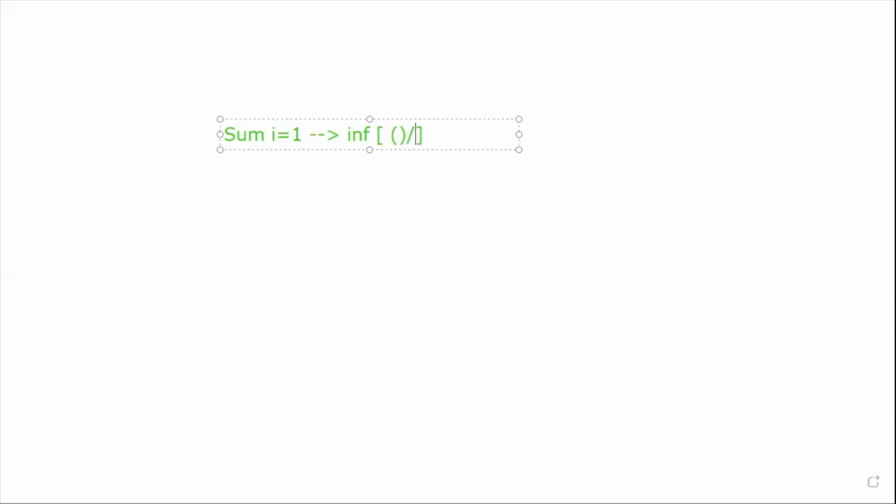In the numerator, we're going to have an n plus 1, and in the denominator, we're going to have a 2n plus 1. So that's how our expression is going to look. Now for this sum, we want to see whether or not, when it goes to infinity, it diverges or converges.